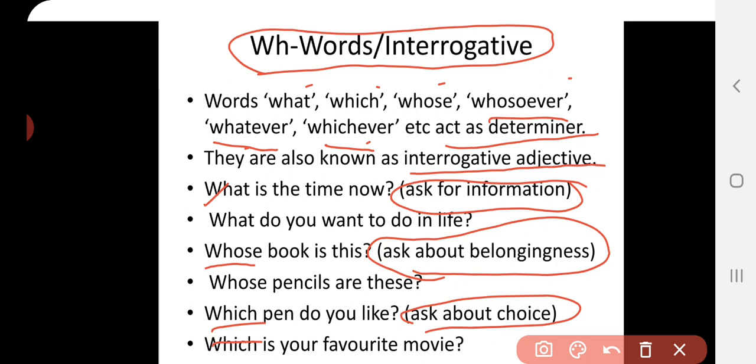And next is whatever. Whatever means you can do whatever you want without any restriction. You can eat whatever you want, you can do whatever you want, you can choose whatever you like. So whatever means without any restriction.